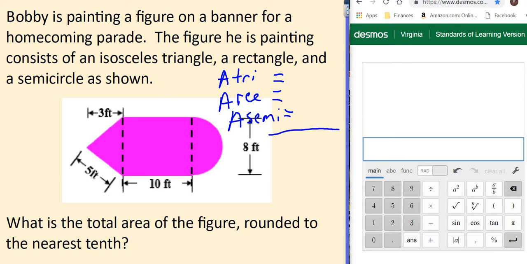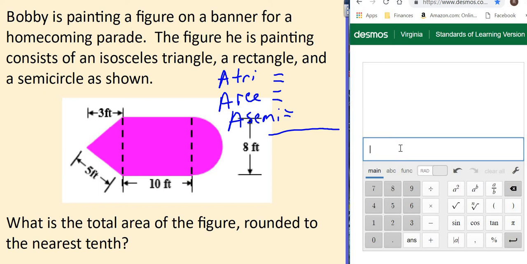When you have shapes that are next to each other or basically taped together, you have to add. When you have shapes that are on top of each other, which you might see in the advanced section, then you have to sometimes subtract. So let's take a look.